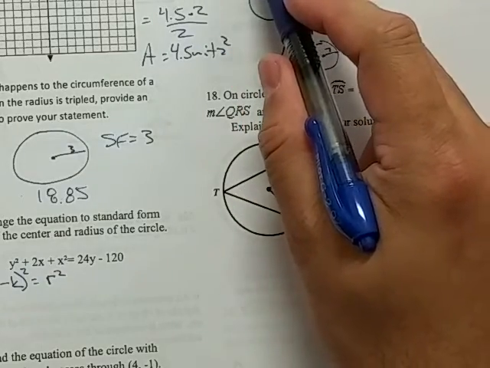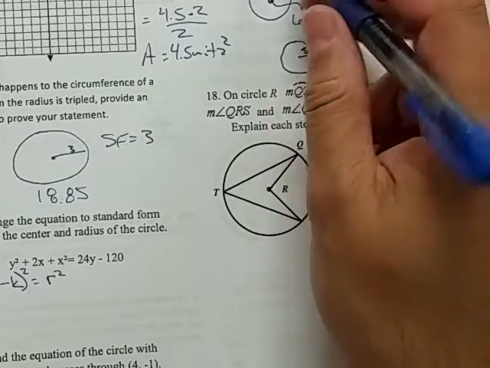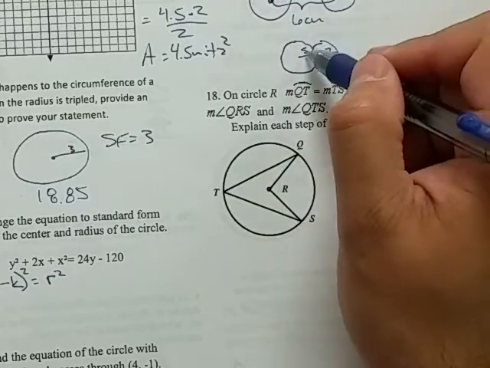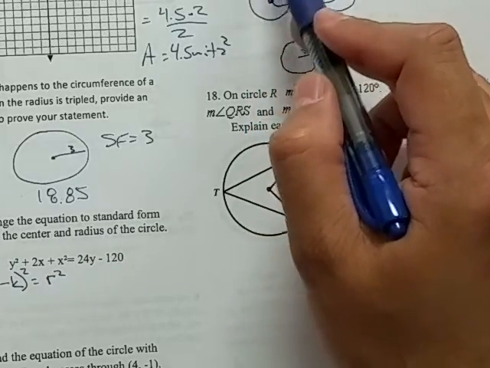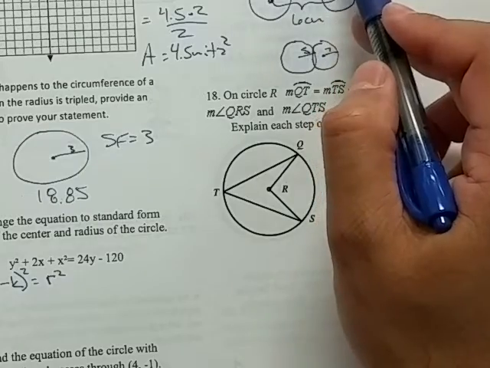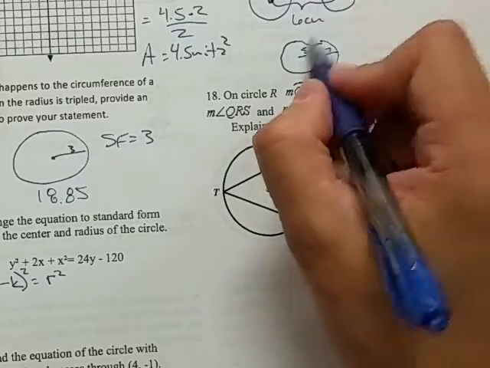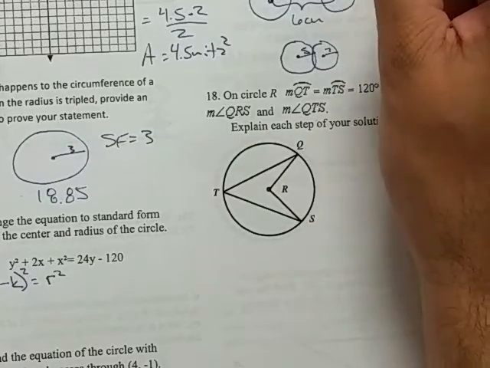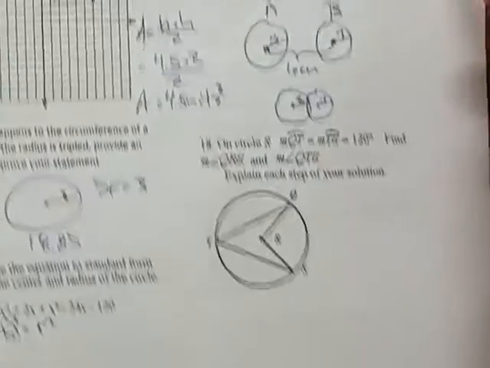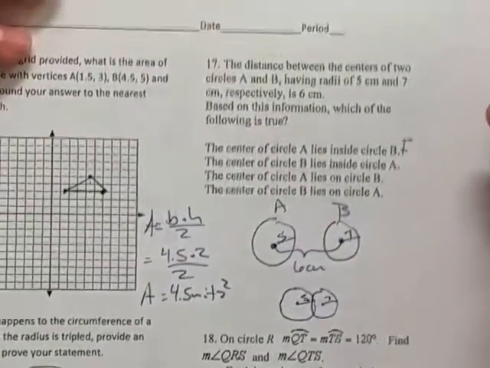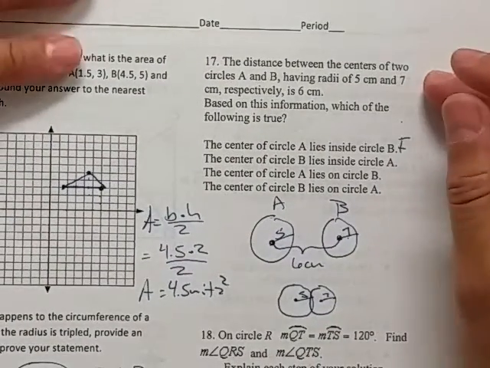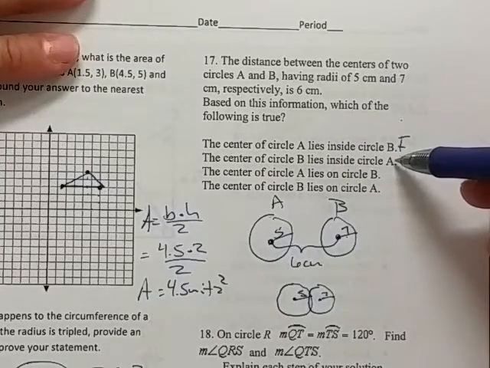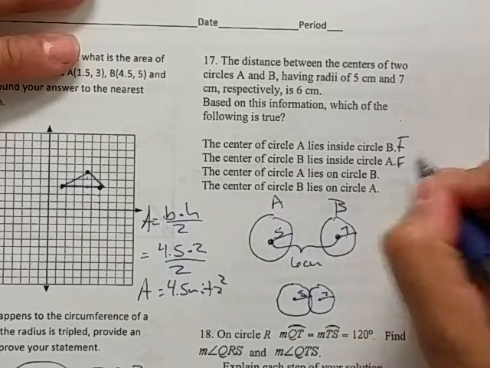The center of circle A lies inside circle B. The centers aren't inside. That's false right there. I'm sorry, there we go. I had the drawing, but I have to go back up to the words for this. The center of circle B lies inside circle A. False. The centers are not.